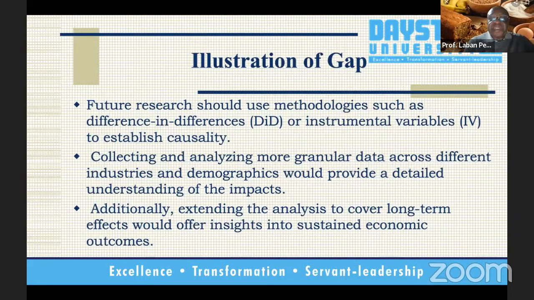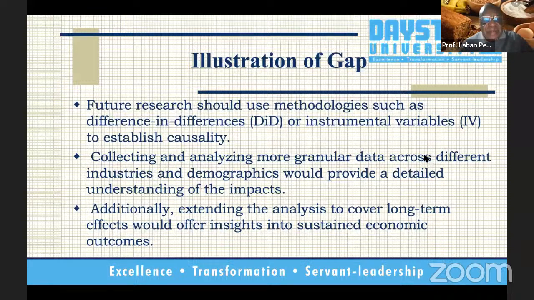Illustration of the gap. Future research should use methodologies such as difference in differences or instrumental variables to establish causality, the independent variables. So this person just used Pearson R, which just says there is a correlation. He didn't use high-powered statistical indices to be able to establish causality.